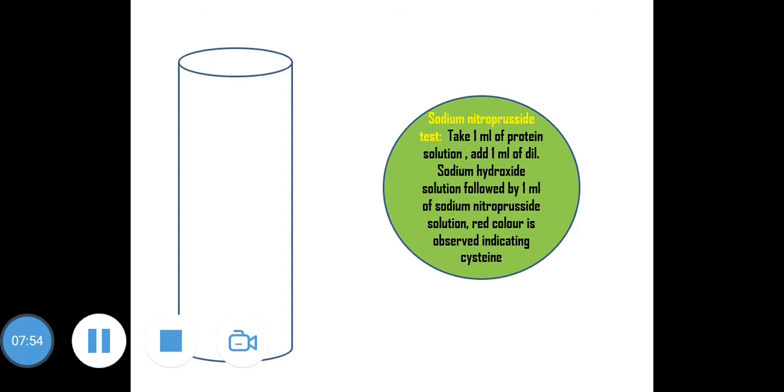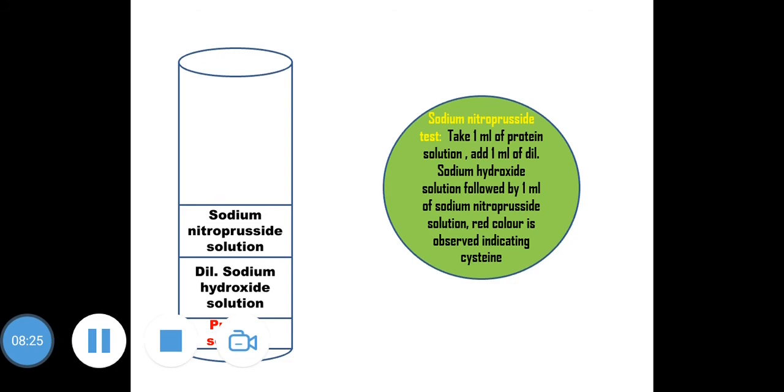Now next is sodium nitroprusside test. This test is answered by proteins containing cysteine, the amino acid cysteine. It gives a red color with an ammoniacal solution of sodium nitroprusside. Again, we will see the procedure. Take 1 ml of protein solution, add 1 ml of dilute sodium hydroxide solution followed by 1 ml of sodium nitroprusside. It gives red color indicating the presence of cysteine.